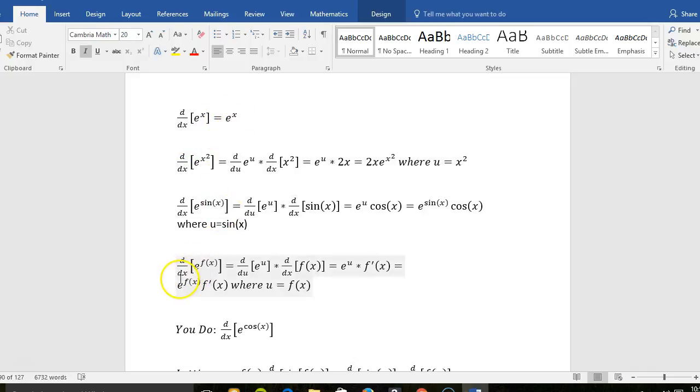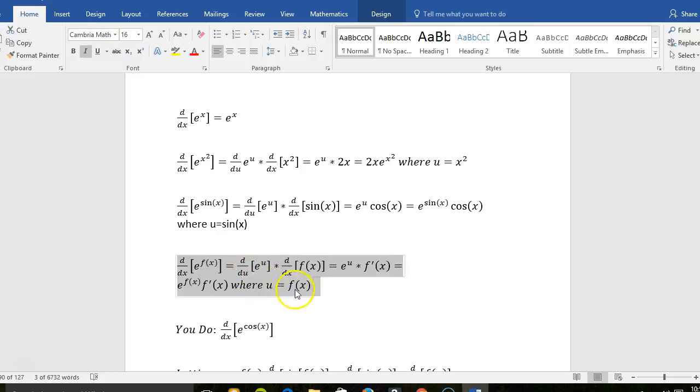Recall in general, it would have been good if I went down here and did this guy first. Let's look at this guy. d by dx of e to any function f of x, assuming f is differentiable. That's not true of all functions, but assume f is a function that can be. So that's going to be d by du of e to the u times d by dx of f of x. This is by the chain rule, guys.